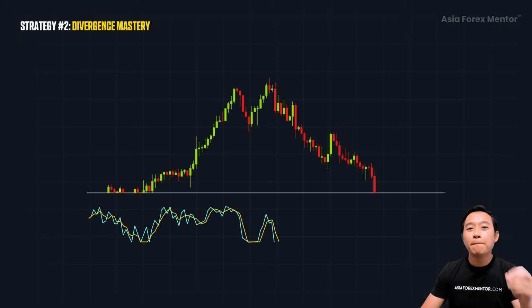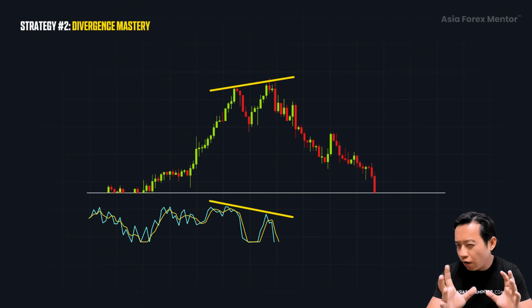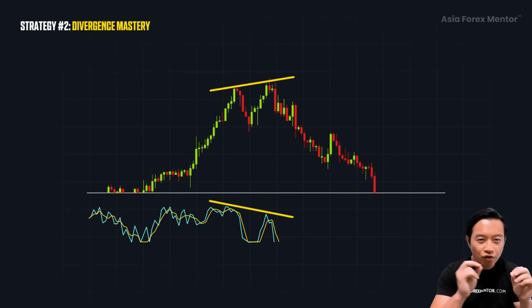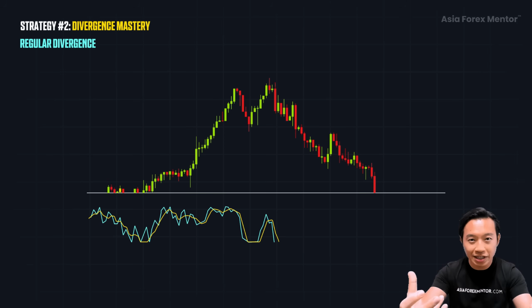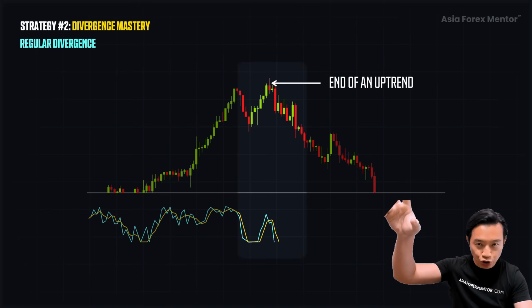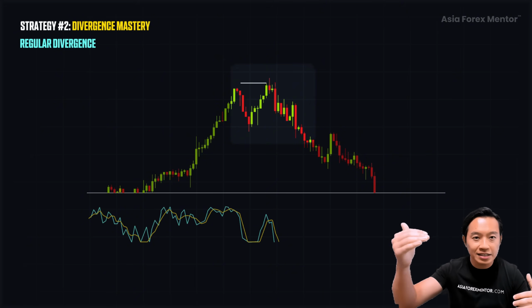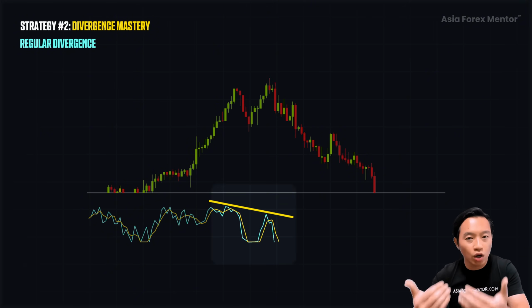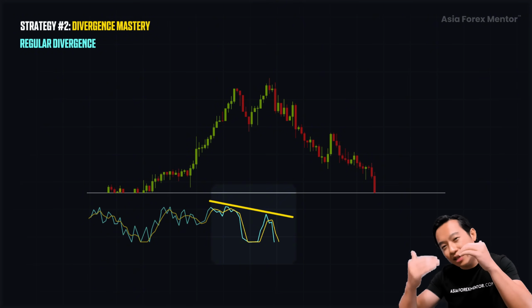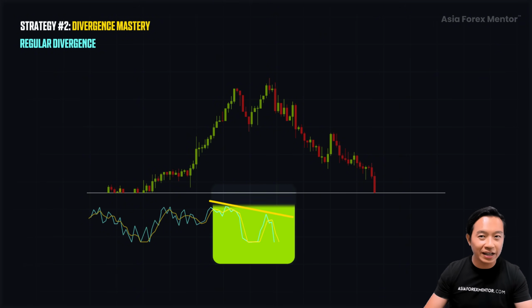So for example, when price forms a higher high, but your stochastic shows a lower high, something is off, right? This is called regular divergence. This is going to be most clearly shown at the end of an uptrend. So price keeps climbing, right? And it's making higher highs. But then the stochastic fails to follow along, and then it starts to dip instead. So this is your clue that the market energy is running out, right?